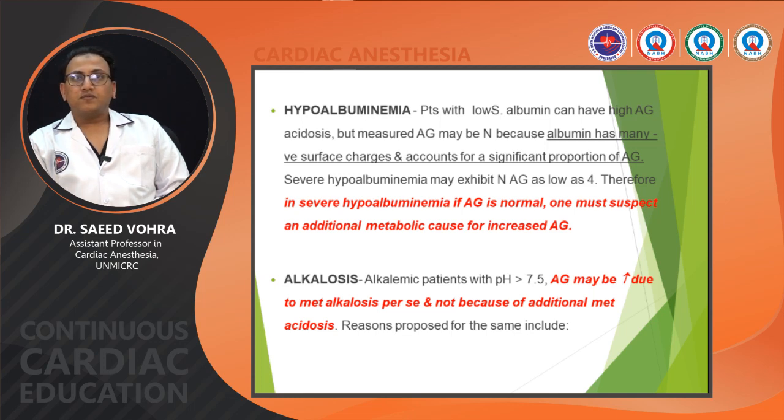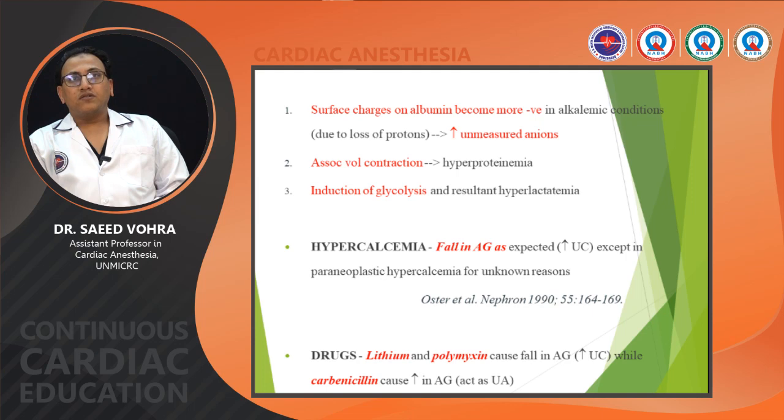Alkalosis. In alkalemic patients with pH greater than 7.5, anion gap may increase due to the metabolic alkalosis per se, because the increase in pH leads to increased unmeasured anions: the surface charges on the albumin become more negative in alkalemic conditions. Also, there is a volume contraction with metabolic alkalosis, so there is a hyperproteinemia, and also there is an induction of glycolysis which leads to hyperlactatemia. So, in metabolic alkalosis, patients may have a higher anion gap due to the metabolic alkalosis per se.